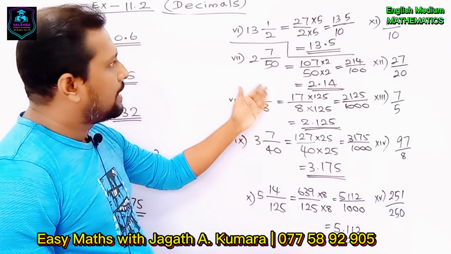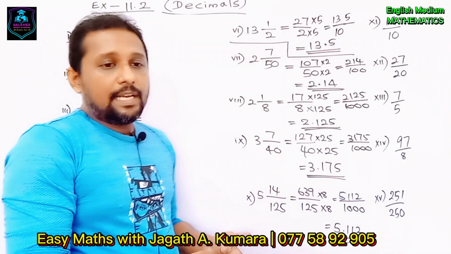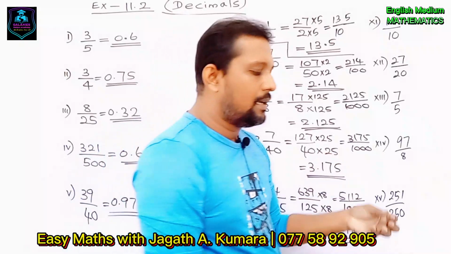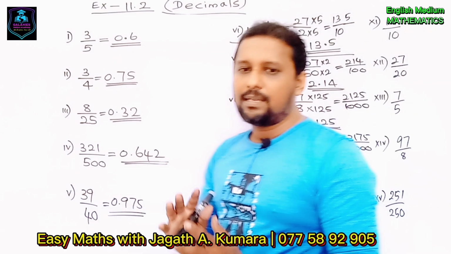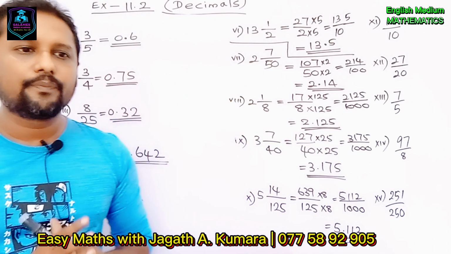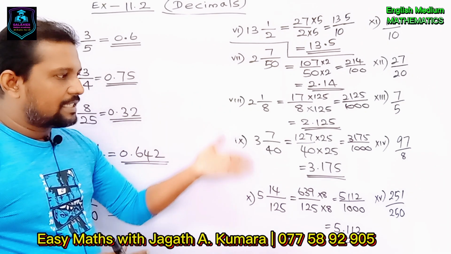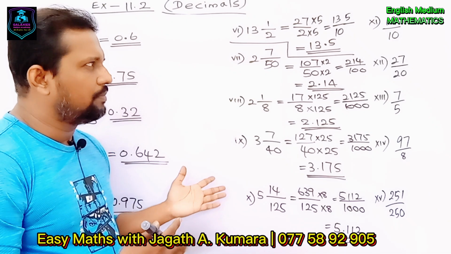In the second method, I discussed that the denominator of the fraction can be converted into powers of 10, that means 10, 100 or 1000. Then you can also get the answer, right? Then you can select the easy method for you to get the answer. Next, for the next 5 parts, I am going to discuss the answers using both methods.